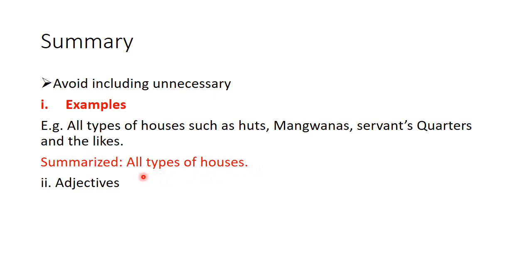The other unnecessary things that you need to be careful about are adjectives. Don't write unnecessary adjectives. What are adjectives? Adjectives are words that talk more about the noun. Okay, nouns are names of things, animals, cheetah, house, for example.